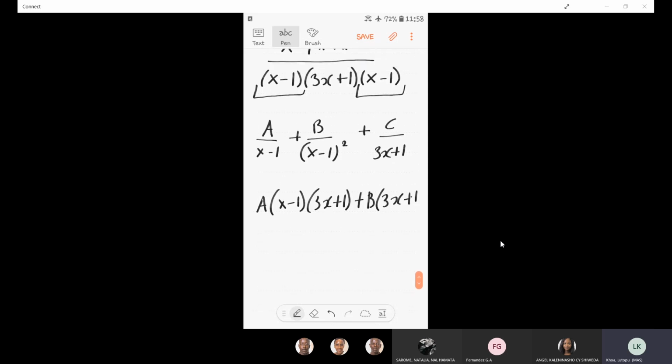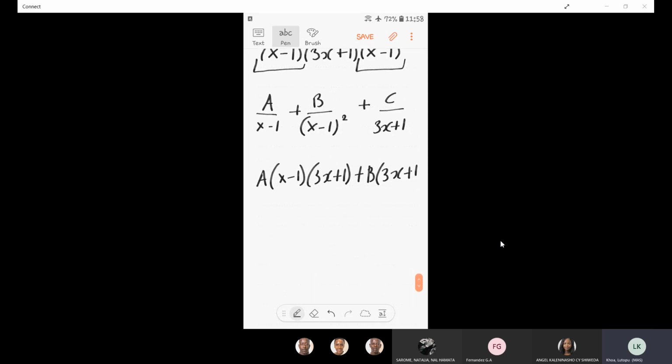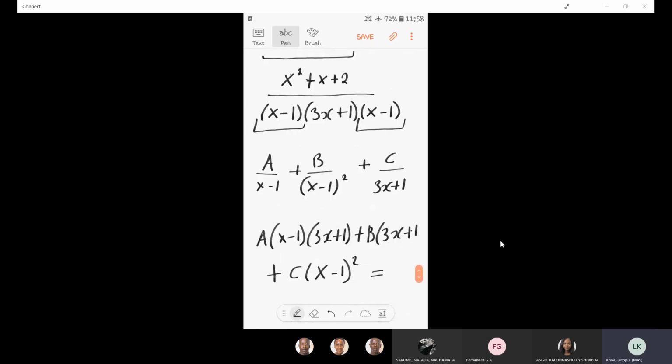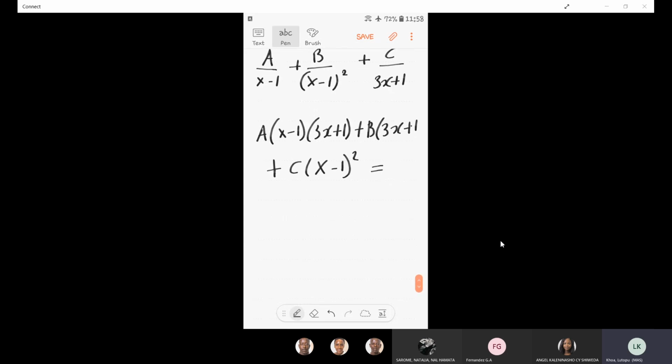Okay, I can't seem to close that bracket, but you should close it. And then C is missing (x minus 1) squared. And this should be equal to what I have in the numerator over there, the x squared plus x plus 2. So this is equal to x squared plus x plus 2.